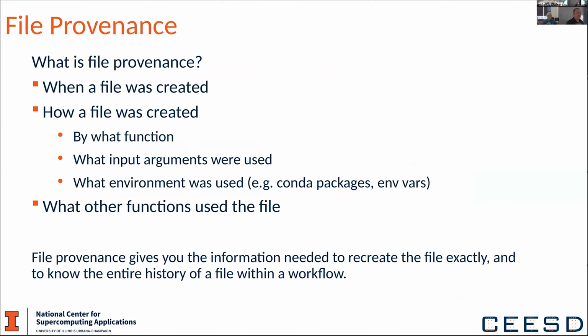It's the information about when a file was created, how it was created, what function created it, what inputs were given to the function, what environment was used, what the conda environment was, what packages were used, what environment variables might have affected the processing of the file, and potentially what other functions in the workflow use it. So file provenance is the encapsulation of all of this information.